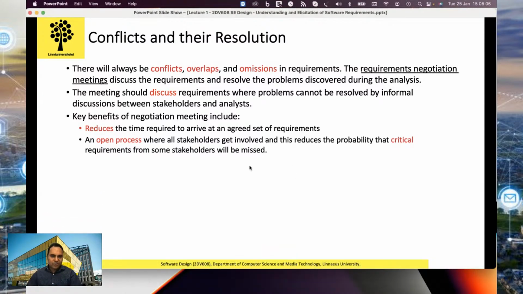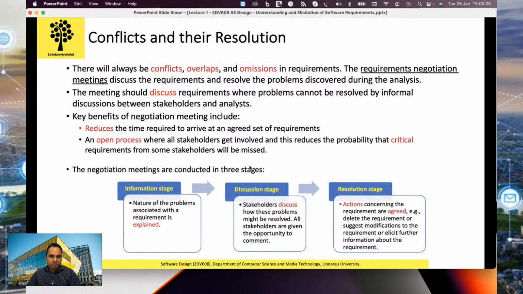So coming back to requirements analysis, in the requirements analysis phase or negotiation phase, we have three stages. The information stage, discussion stage, and resolution stage. Those are pretty simple and straightforward. In the information stage, basically you deliver or present the requirements to the audience. The audience here is the stakeholders. Then in the discussion stage, the stakeholders discuss the requirements. And in the resolution stage, after some discussion, there needs to be some agreement on the actions to be taken.